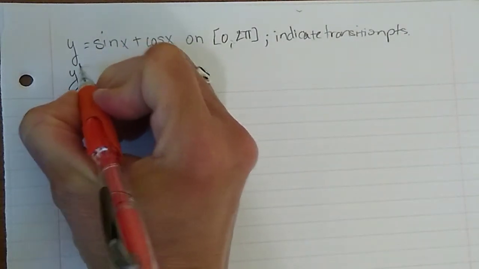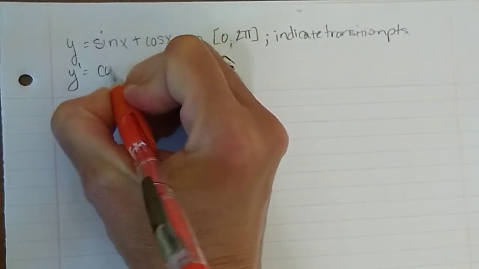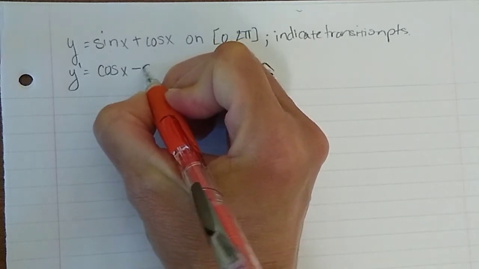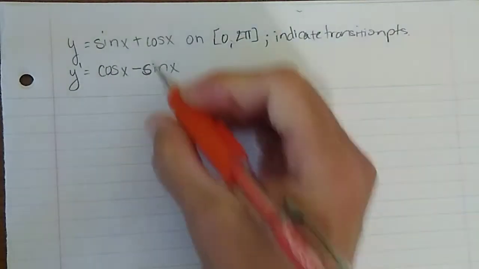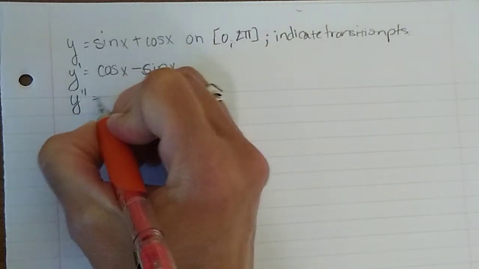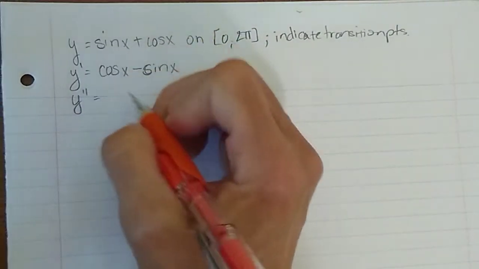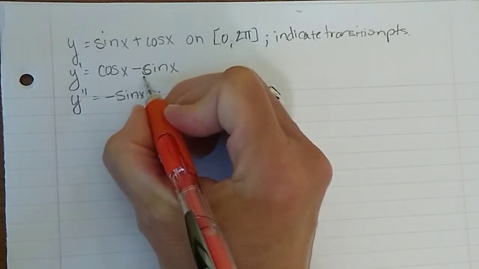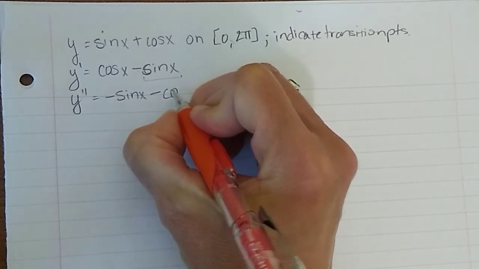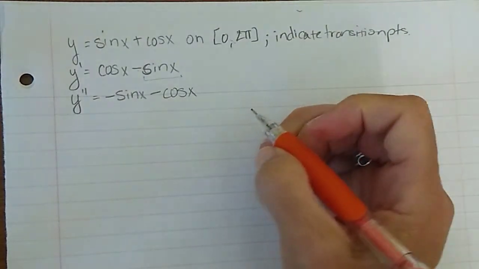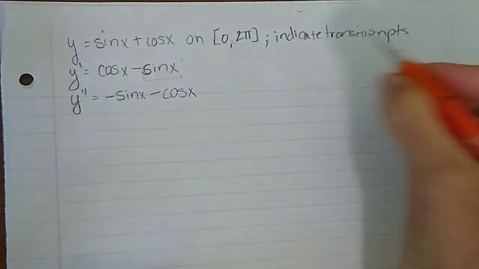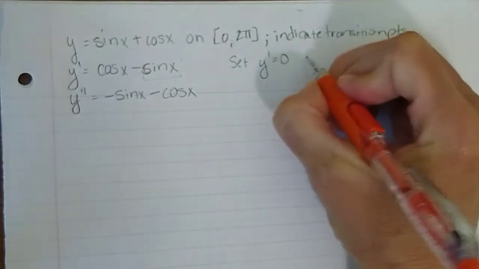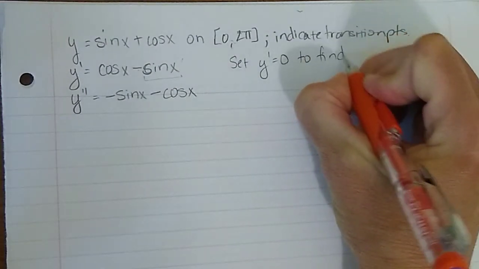So let's find y prime. Derivative of sine is cosine x. Derivative of cosine is negative sine x, so I'll just go ahead and write that as minus sine x. And then y double prime, or the second derivative, is the derivative of the first derivative. So that's negative sine x minus the derivative of sine x, which is cosine x. Okay, so there's my first and my second derivative.